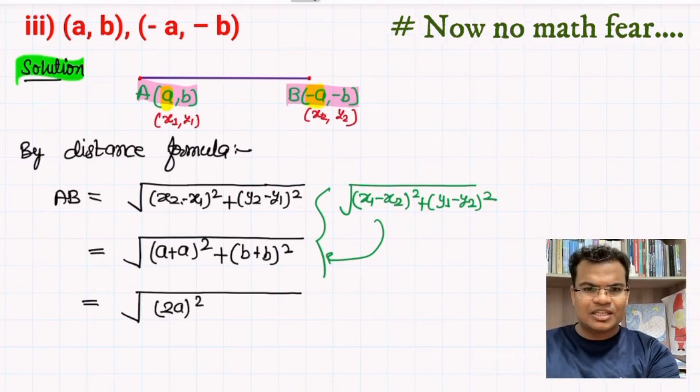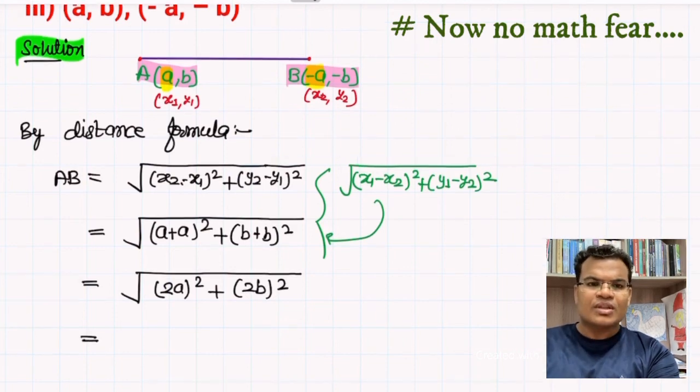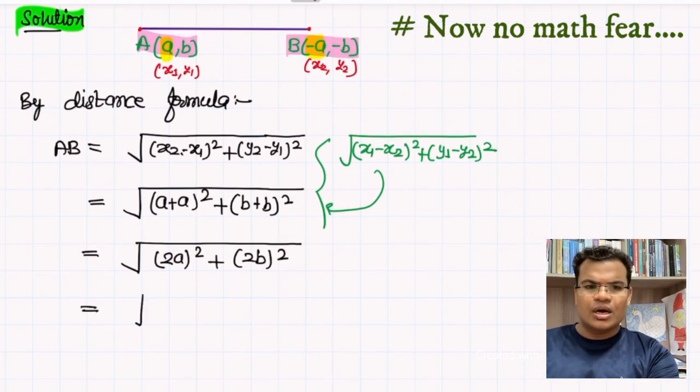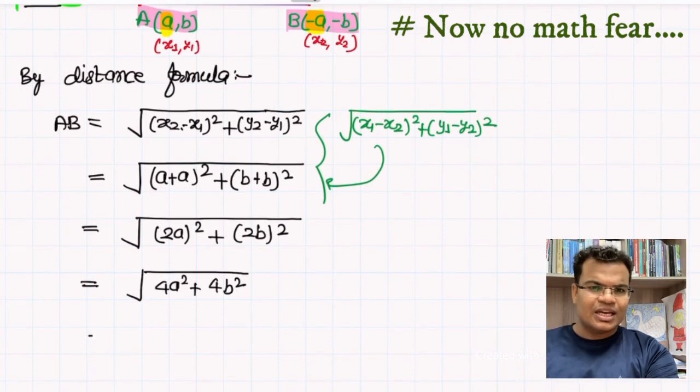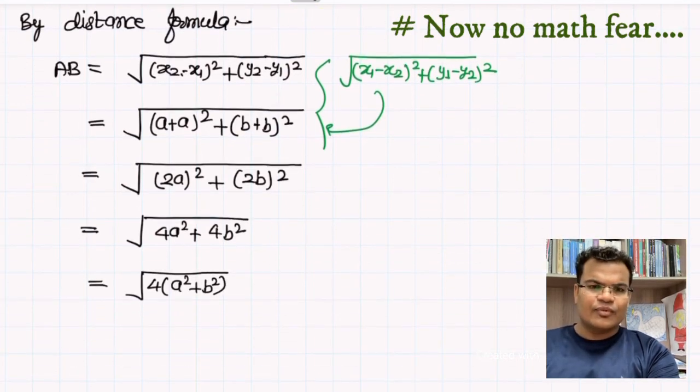After this, a plus a will be 2a and b plus b will be 2b whole square. Under root, 2a square, that will be 4a square because 2 square is 4. So 4a square plus 4b square in the second step. You can see here 4 is common in both the terms. So can I take the common 4 in the bracket, it will be a square plus b square, and 4 you know very well, under root 4 will be 2.